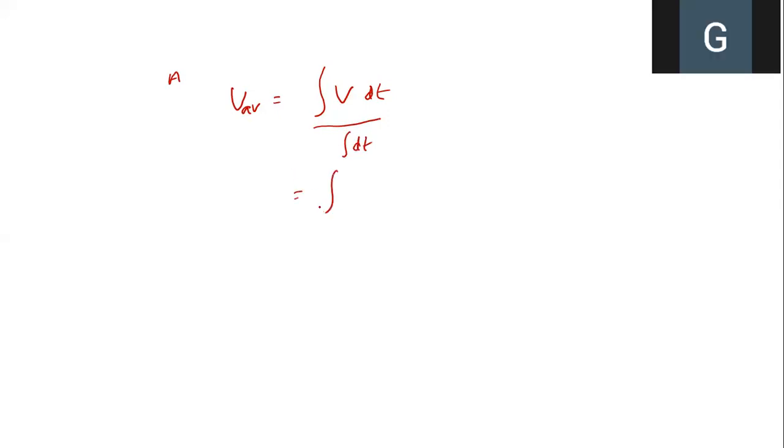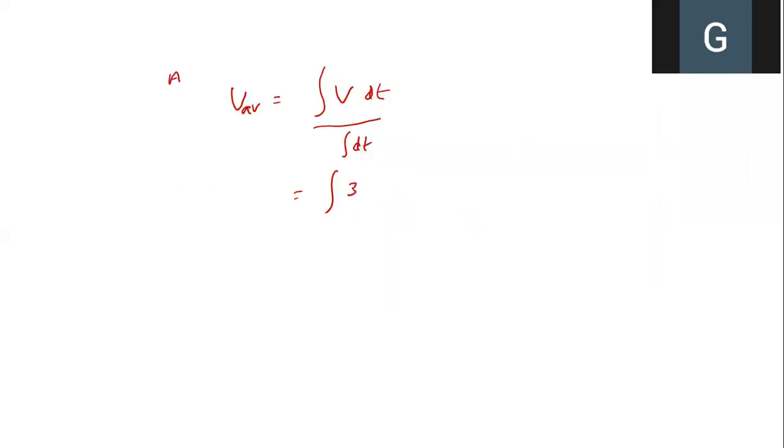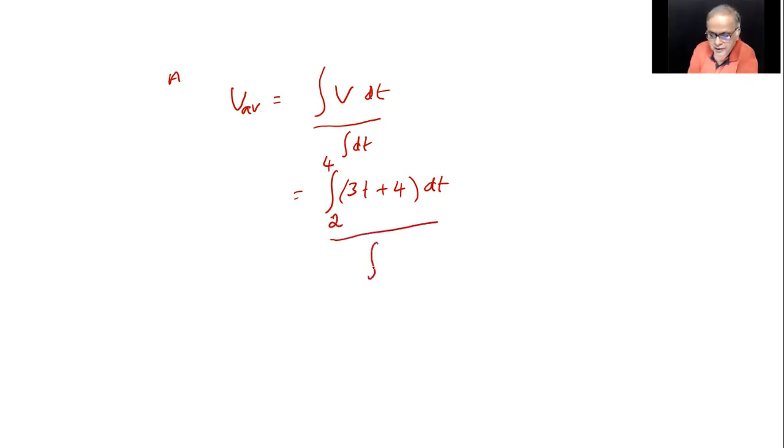Like integral from 2 to 4, it will be 3t plus 4 dt by what was the function given there? 3t plus 4. So 3t plus 4 dt from 2 to 4, divided by integral dt from 2 to 4.